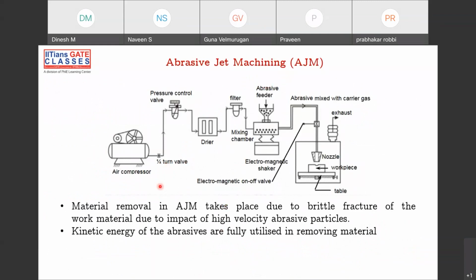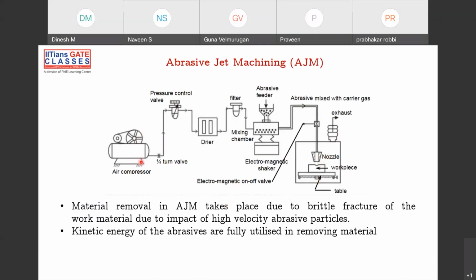Okay, so what is abrasive jet machining? It is like ultrasonic machining only, but here there is no movement or vibrations generated in the tool. Here the tool is nothing but the nozzle. Nozzle is your tool. So what is happening? Let's see the schematic diagram.